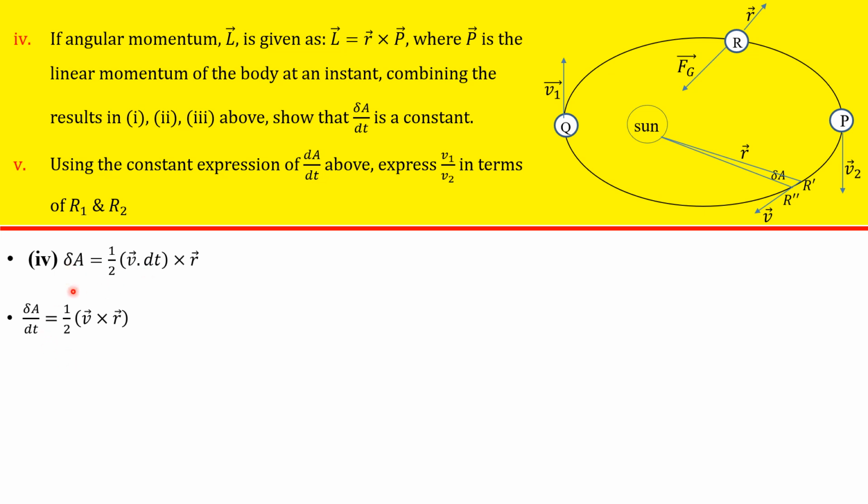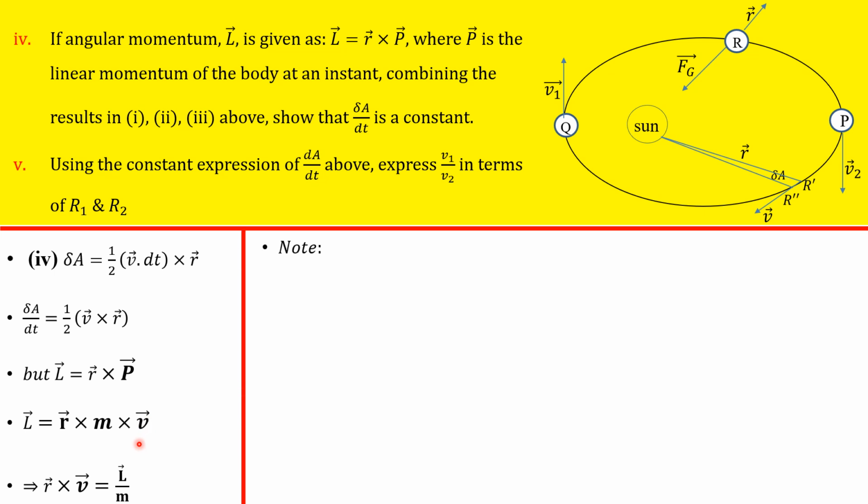Now, we can get dA/dt here, because I want to show that dA/dt is a constant. So we can get dA/dt to be half v cross r. But our angular momentum is actually position vector cross linear momentum, so we can simplify that into position vector cross mass times velocity, because that's linear momentum. So r cross v is basically our angular momentum L divided by the mass.